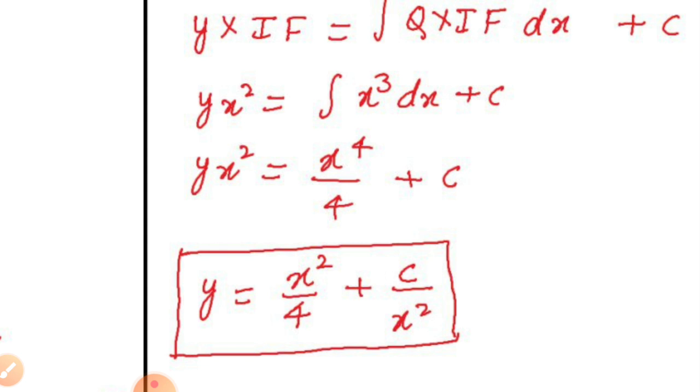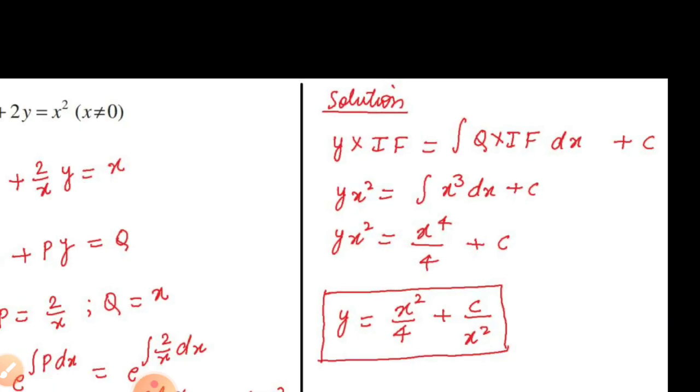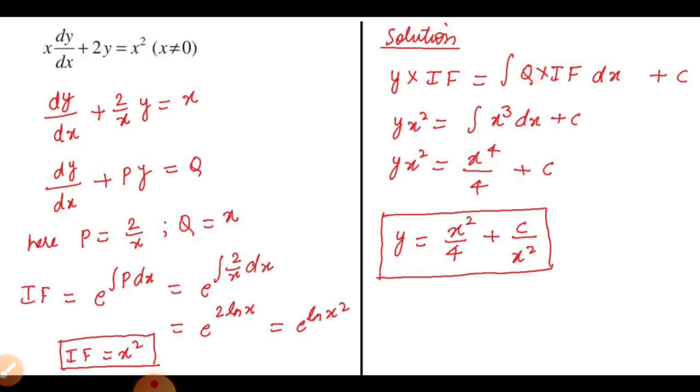Here we are using the property that the integration of x to the power n is x to the power n plus 1 upon n plus 1, where n can be any number, integer, fraction, anything. So here for x cube, the integration will be x to the power 3 plus 1 upon 3 plus 1, that is x to the power 4 upon 4. So we find that the solution of this differential equation will be x square by 4 plus c by x square.